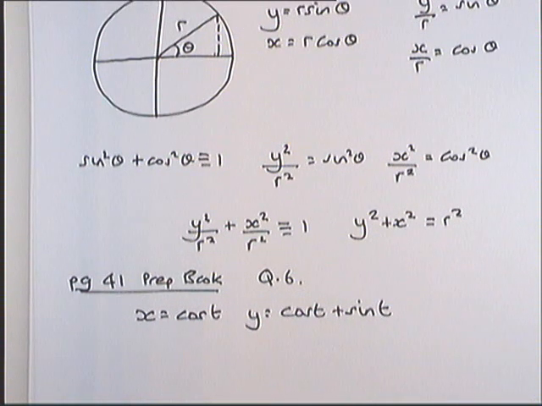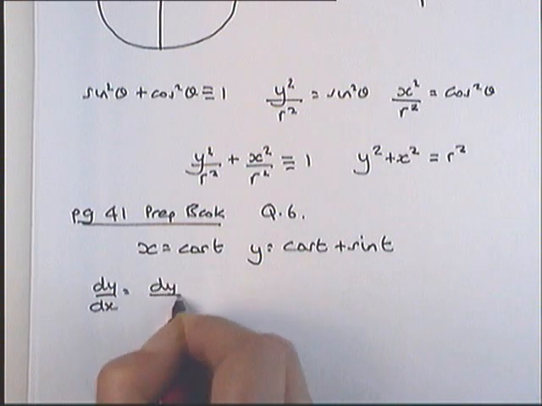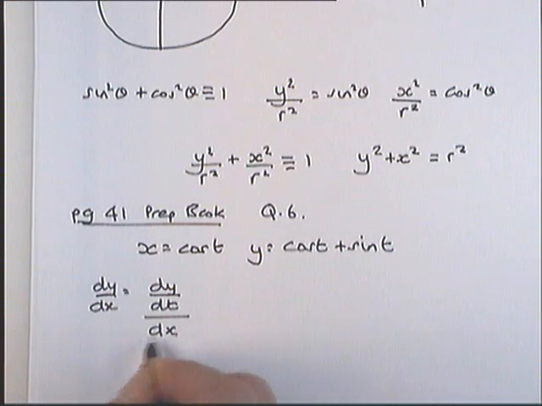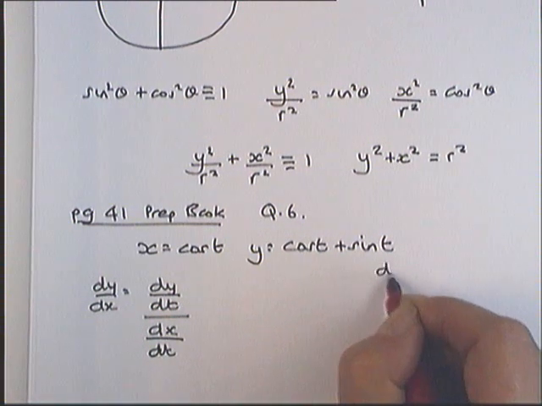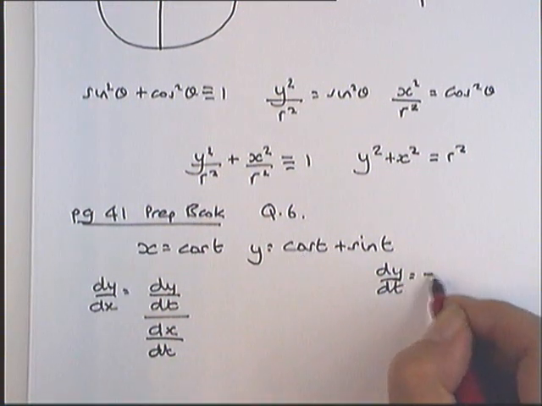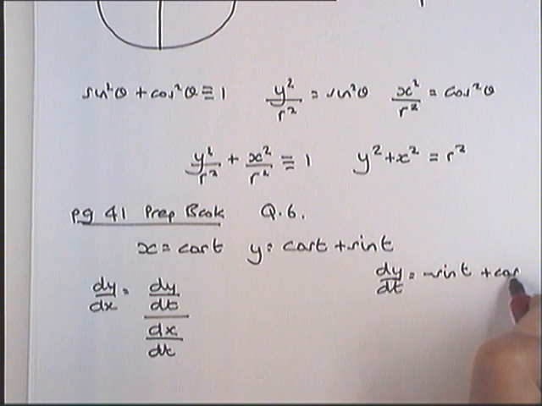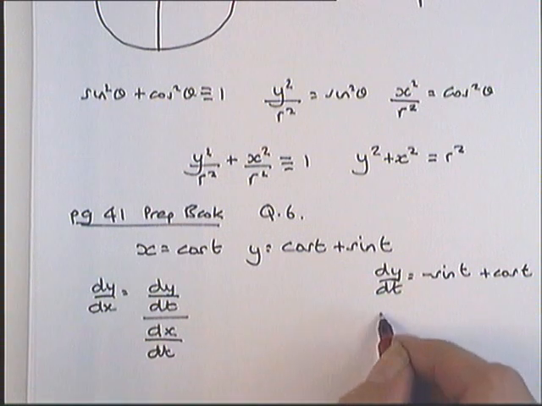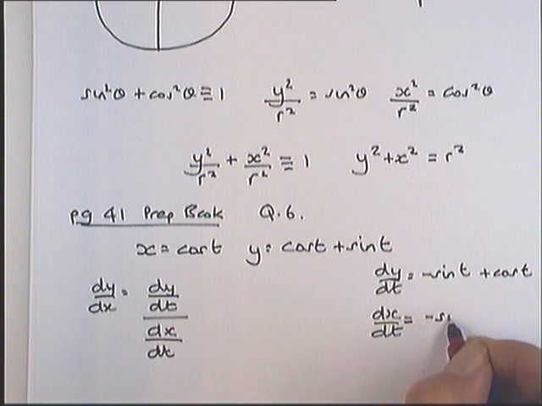Now there's a simple formula that you need to remember to find dy by dx. And dy by dx is equal to dy by dt divided by dx by dt. Y on the top there, y on the top there. And dy by dt, if I work that out, dy by dt, well, the differential of cos is minus sine t, and the differential of sine is cos, plus cos t, and dx by dt, well, the differential of cos is minus sine t.